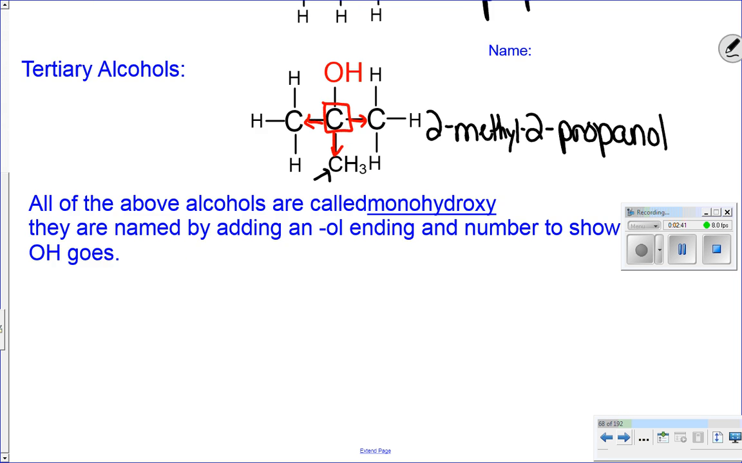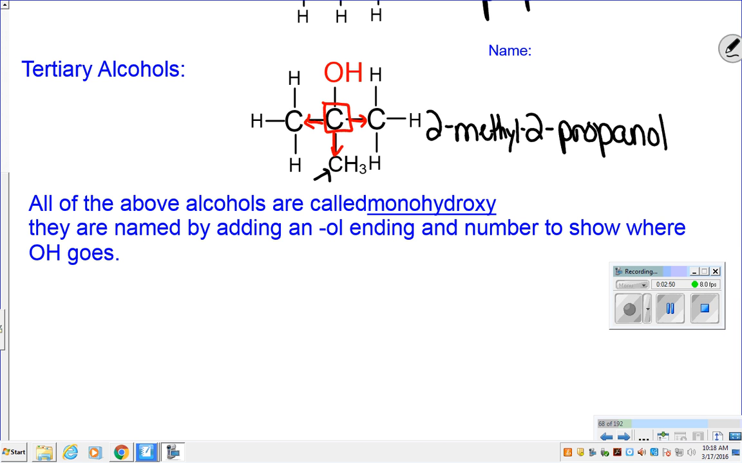All of these examples are what are called monohydroxy alcohols, and they are named by simply putting that OL ending on and using a number to show where that hydroxy group is attached.